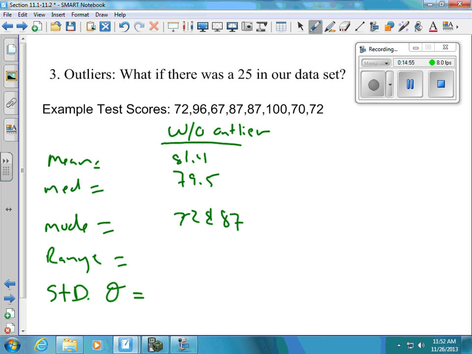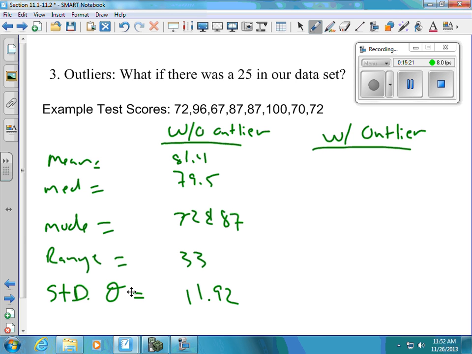And our range was 33, right? 100 minus 67. And our standard deviation was 11.92. So let's include the outlier. And I'm not going to do this by hand. I have a calculator. I'm going to go back to my graphing calculator.